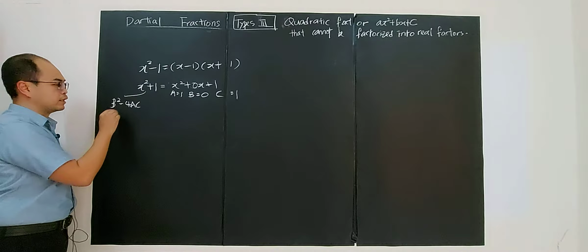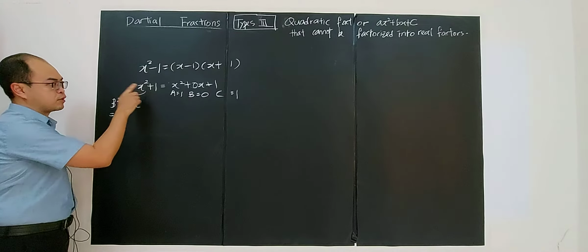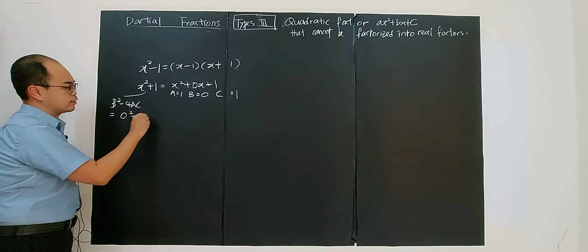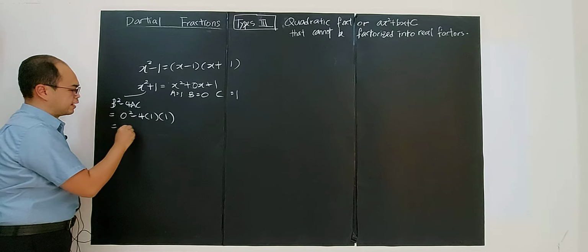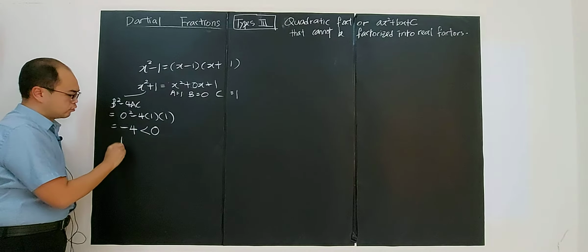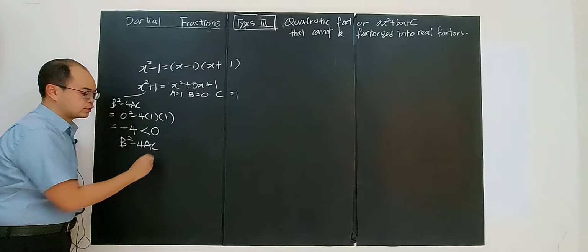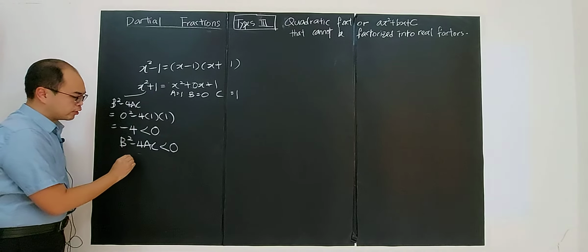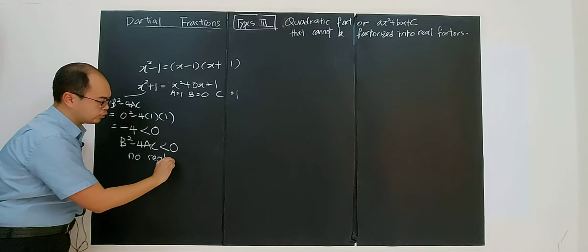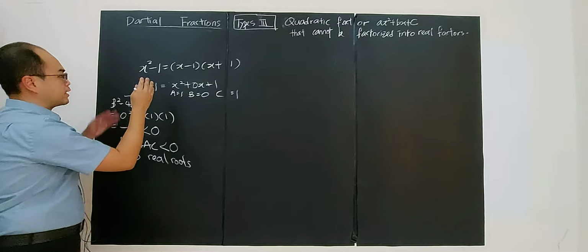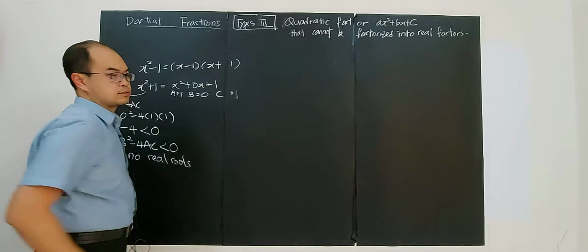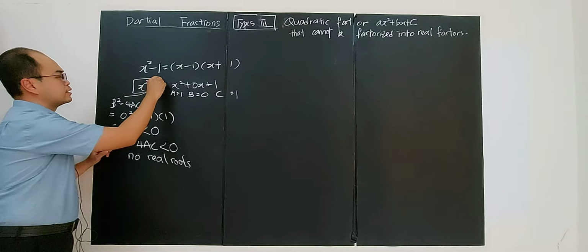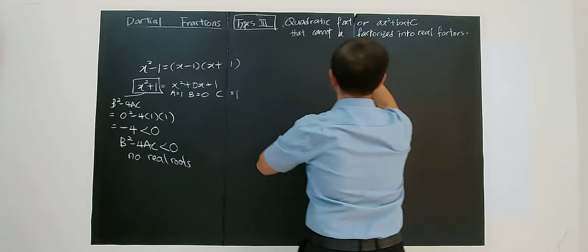So if you use the discriminant to verify the types of roots of this quadratic factor, it will be 0 squared minus 4 times 1 times 1, which gives negative 4. Negative 4 is a negative number. From your additional maths knowledge, if the discriminant is less than 0, there are no real roots. If there are no real roots, you cannot factorize this into two real factors.